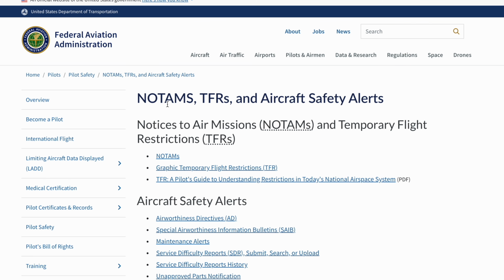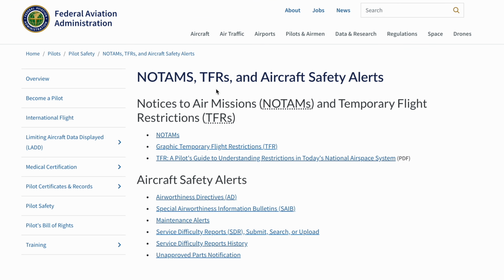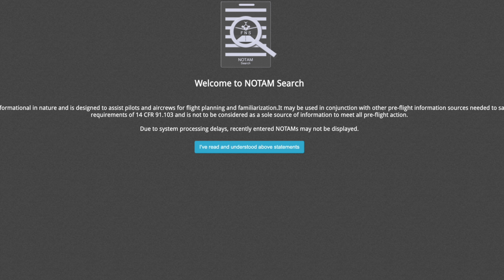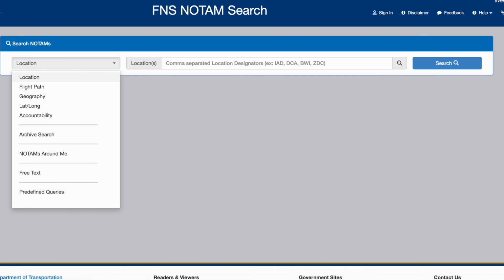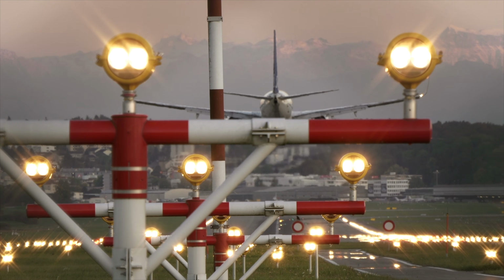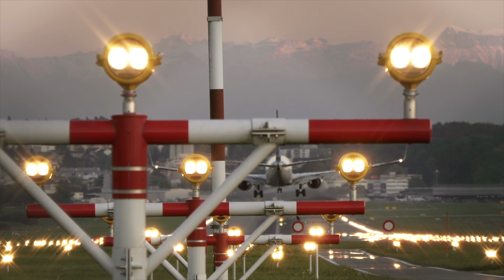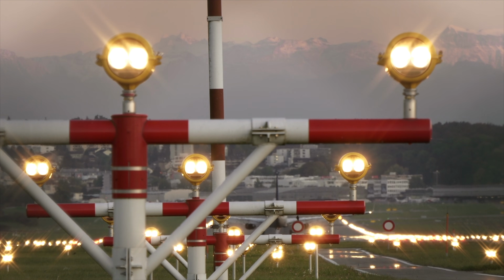Okay, let's talk briefly now about NOTAMs and TFRs. First, what is a NOTAM and what does it do? Well, a NOTAM stands for Notice to Air Missions. It used to stand for Notice to Airmen. You still hear that now. But in December of 2021, the FAA changed it from Notice to Airmen to Notice to Air Missions. These are official advisories that are issued by the aviation authorities to alert pilots of temporary or time-sensitive changes that may affect the safety of your flight.